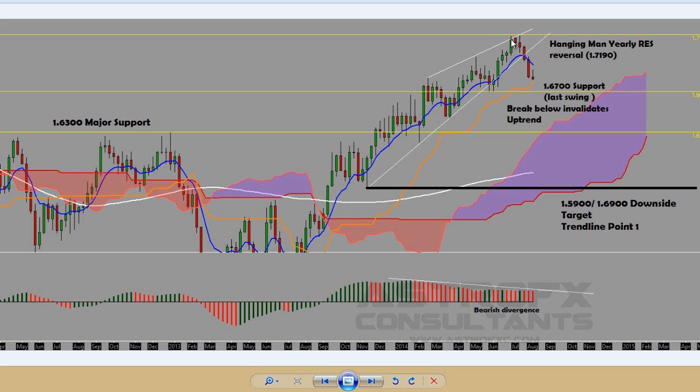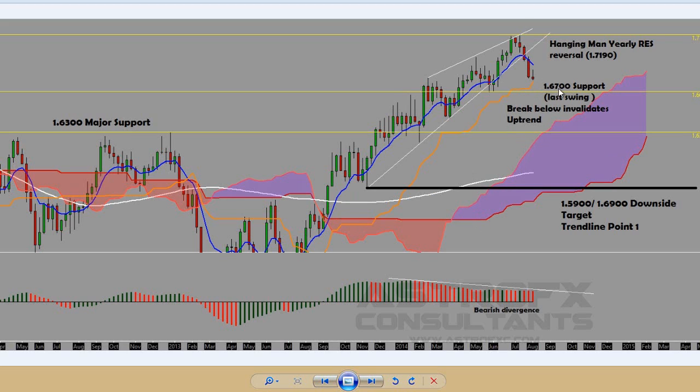We did go and make actual new highs, but then again we had this candle here, which was a hanging man. A hanging man, you can take that information and data as a potential reversal, and again we had 1, 2, 3 down weeks after that, and we now have a significant level of support at 1.6700, and this needs to be taken out in order to invalidate the whole weekly / yearly uptrend.